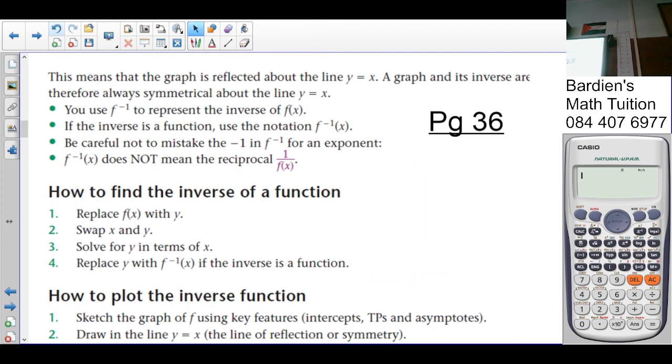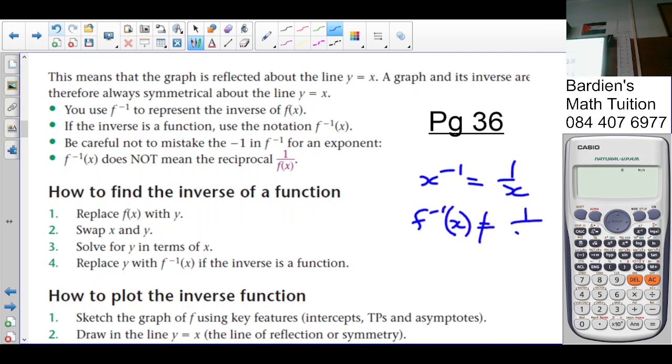You use f to the minus 1 to represent the inverse function. If we've got x to the minus 1, we know x to the minus 1 is 1 over x. However, f to the minus 1 of x is never equal to 1 over f of x. Make that note there, very important.